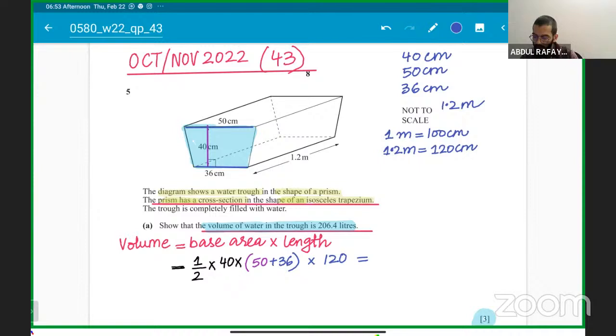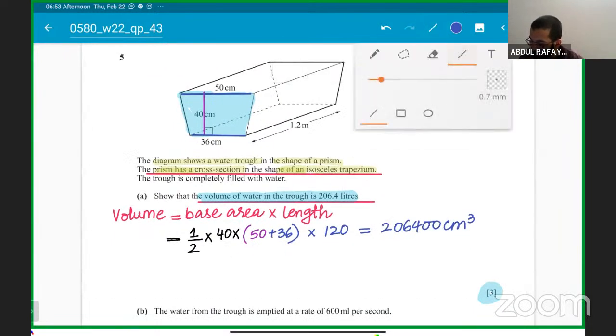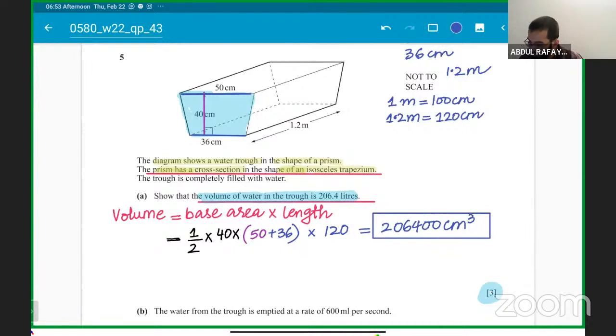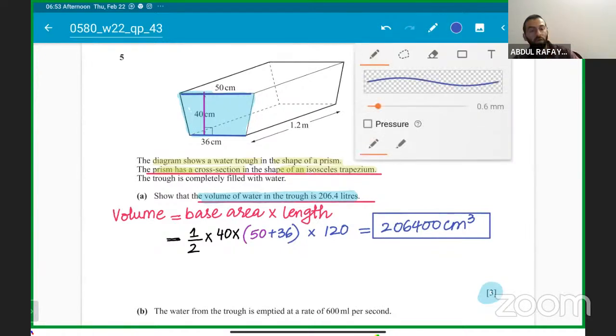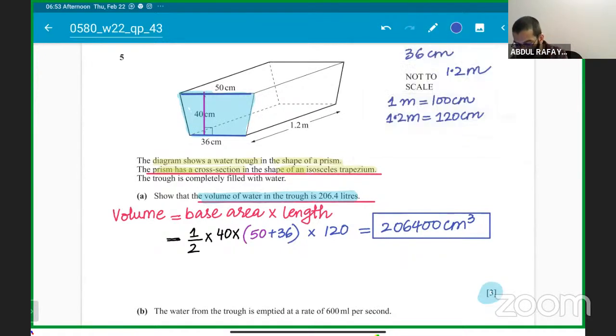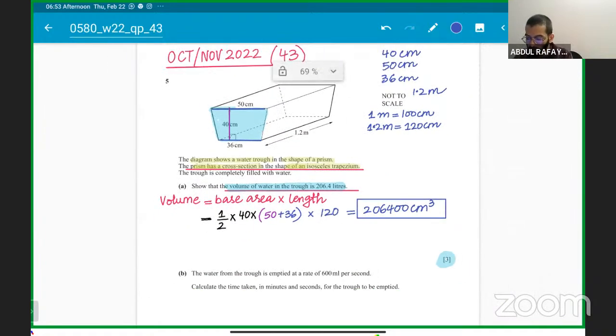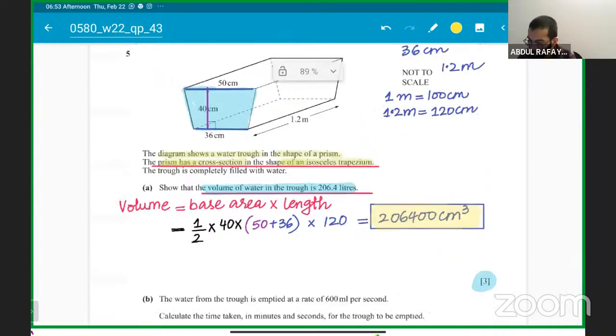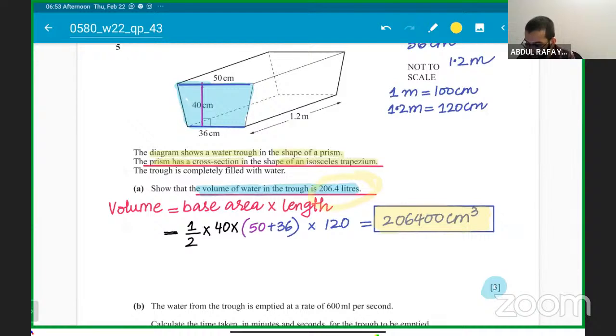Conversions are very important. So I am getting this answer as 2,06,400 centimeter cube. Okay, guys, getting it clear with me? So the volume of this water tray in the shape of a prism is given. In part A we get the answer in centimeter cube, that is 2,06,400, as the volume of this. But they are asking us to prove the volume in liters.